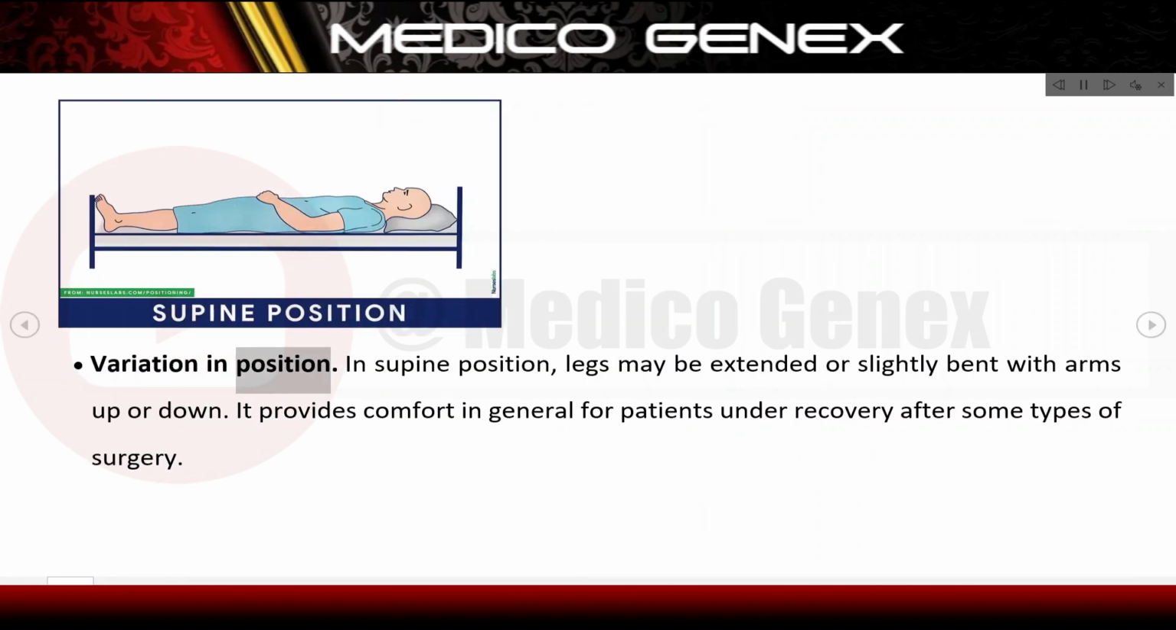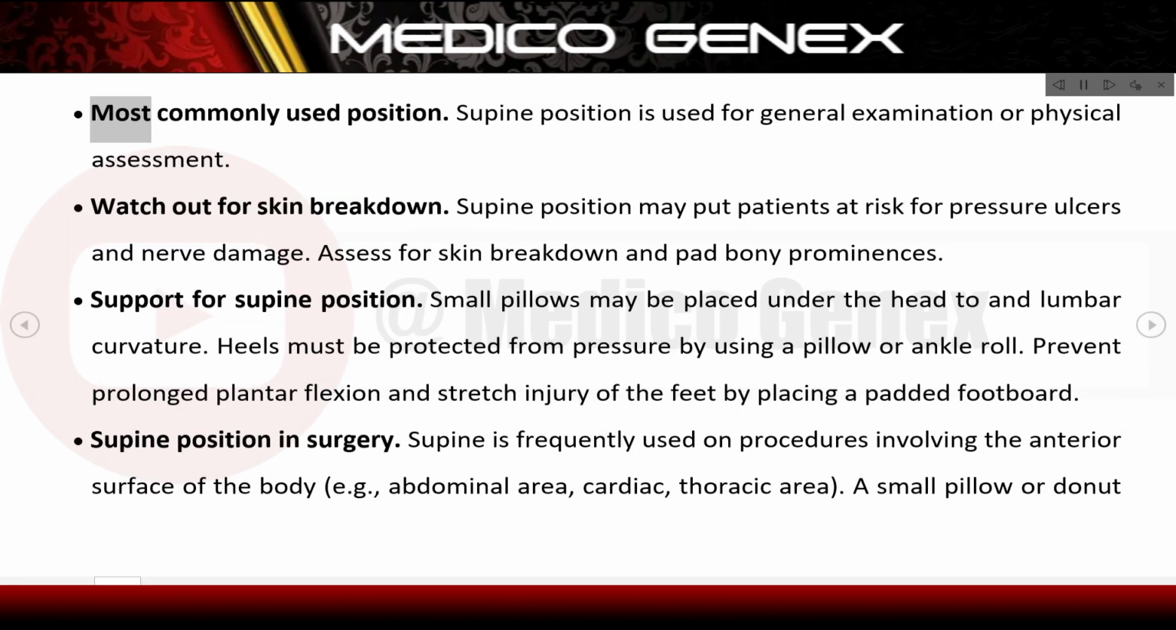Variation in position. In supine position, legs may be extended or slightly bent with arms up or down. It provides comfort in general for patients under recovery after some types of surgery. Most commonly used position. Supine position is used for general examination or physical assessment.